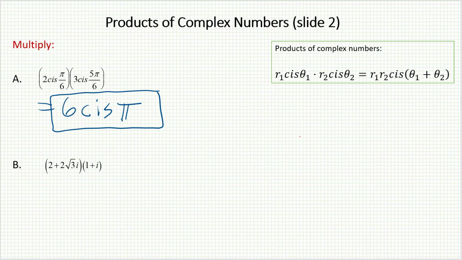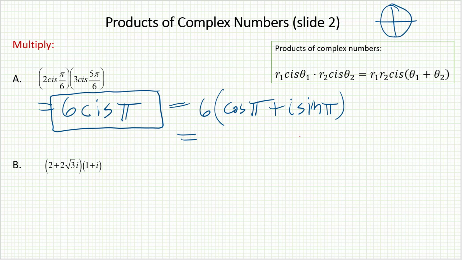Now, the directions will tell you put your answer in trig form, or put your answer in standard form. If I wanted this in standard form, I could easily obtain it by switching to the longer version, cosine pi plus i sine pi. Pi is quadrantal, so we know those answers very well. It's right over here. This is the point -1, 0. Cosine pi is just -1, and sine pi is just 0.